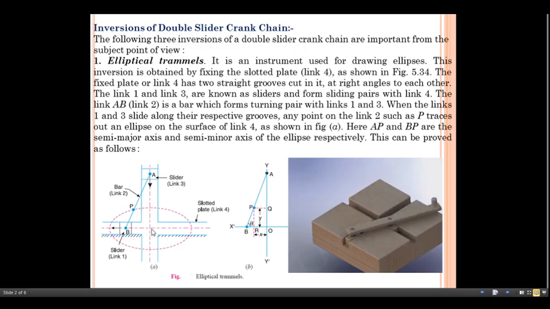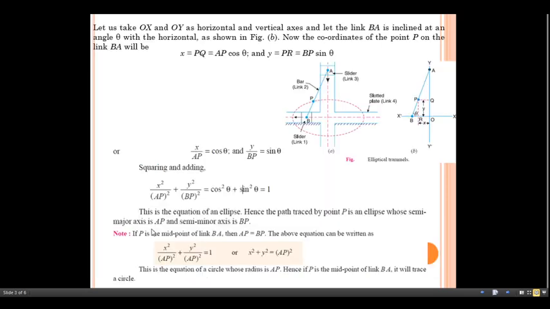Now, if you look here, let us consider this point P. Let us consider the XY coordinates for this. My first aim is to get the coordinates of this point P. Let us take OX and OY as the horizontal and vertical axes. Let the link BA be inclined at an angle of theta with the horizontal, as already shown in the figure.